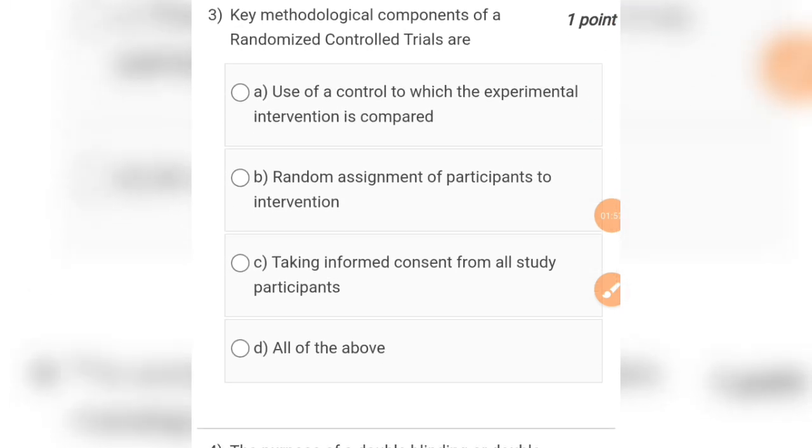Question number 3 is, key methodological components of a randomized controlled trial are: 4 options. Option A is use of a control to which the experimental intervention is compared. Option B is random assignment of participants to intervention. Option C is taking informed consent from all study participants. And option D is all the above. So the answer will be all the above. Options A, B and C are correct for question number 3, so option D will be the answer.